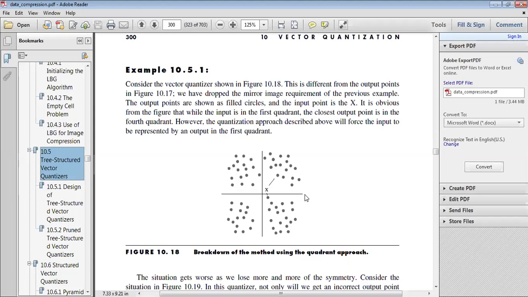The output points are shown as filled circle or dotted circle and the input point in the x-axis. It is obvious from the figure that while the input is in the first quadrant, the closest output point is in the fourth quadrant. Let us see. This x is the input point and the output point of this x, which is available in the first quadrant, is available in the fourth quadrant. So output of this x we find in the fourth quadrant.